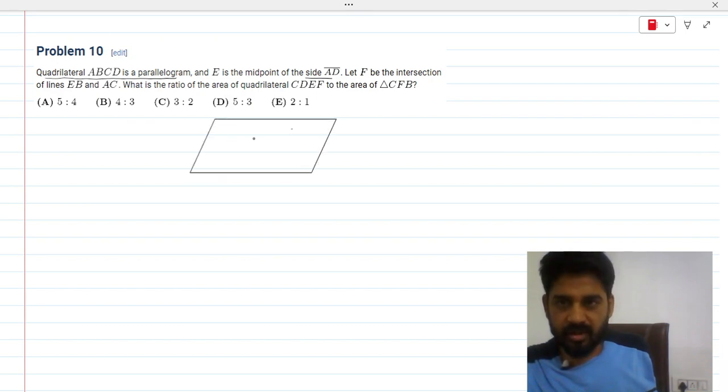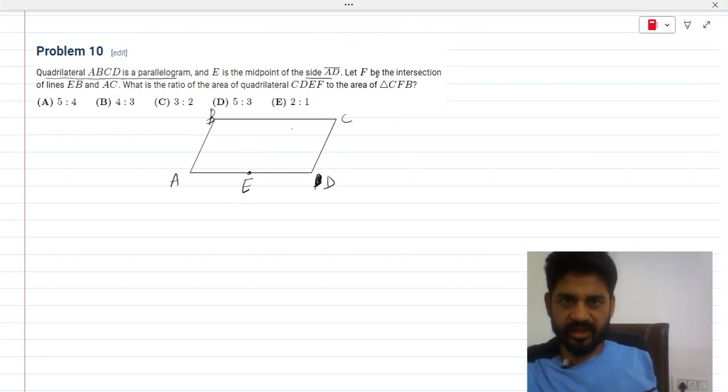So there is a parallelogram ABCD, and here E is a midpoint of side AD. Side AD, so we can draw like that also, ABCD, no? ABCD if you draw like. So E is the midpoint of AD.